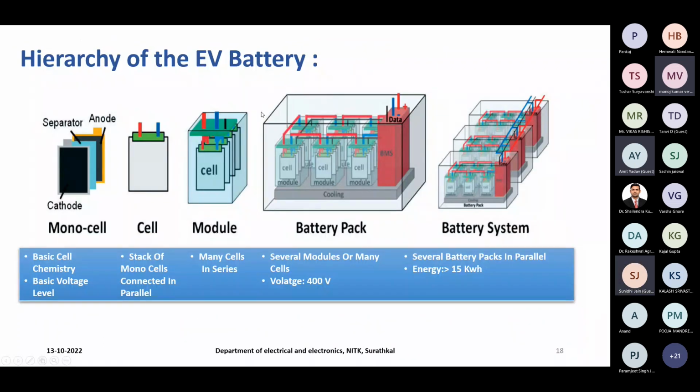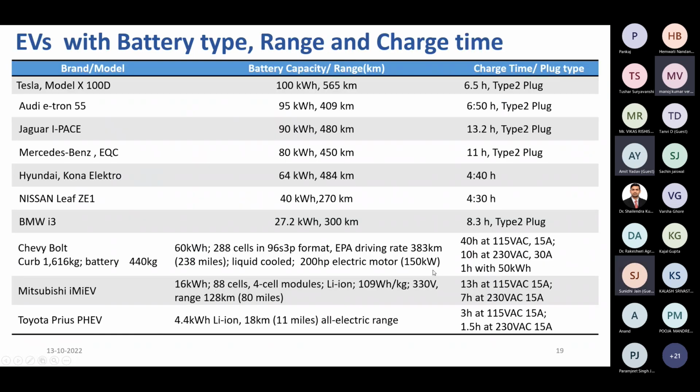And what is the hierarchy of EV batteries? We start from the monocell, and a number of cells are connected to form a module, and from the module it becomes a battery pack, and then a complete system, where if you want to go to 15 kilowatt, a number of battery packs will be connected in parallel. You can see how it goes from the monocell to the cell module, the battery pack, and the battery system. So these are the types of EVs which are present recently.